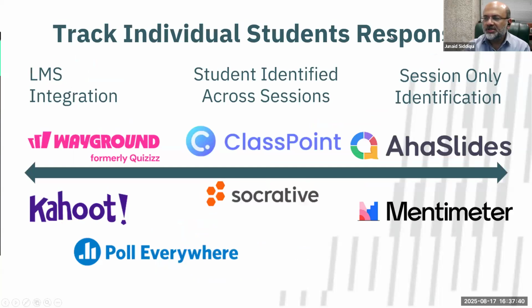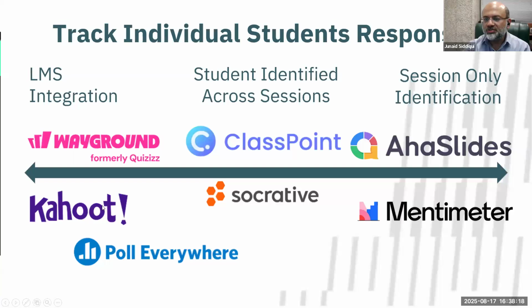Next, tracking individual student responses. For the activities that I just showed you, it's not very important to track individual students. You just noticed that in the activities I used, it was not possible to identify students. But there are models like, as I showed you, just-in-time learning or team-based learning. In those, it may be important to track individual student responses. The tools which are strongest in tracking student responses are Wayground, formerly called Quizizz, Kahoot, and Poll Everywhere.